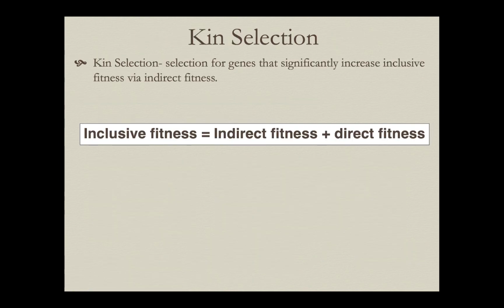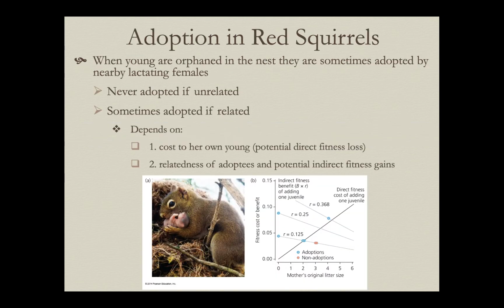Now, when we talk about the evolution of behaviors that are associated with altruistic behaviors, we call that a special type of natural selection called kin selection. Selection for genes that increase your fitness via the indirect route of fitness. So let's give some examples.